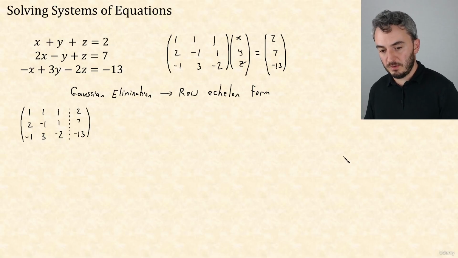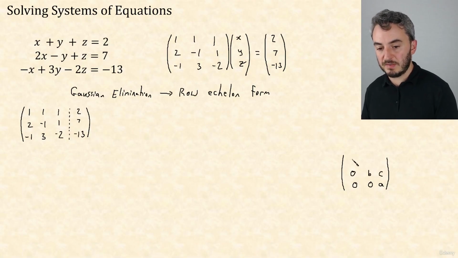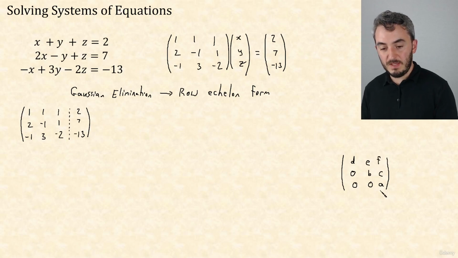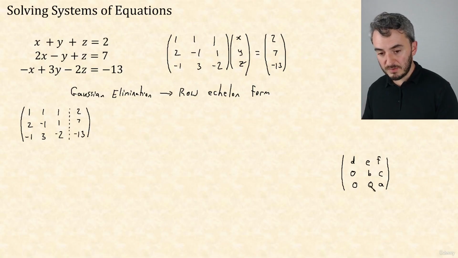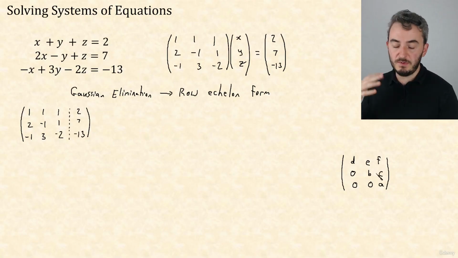Row echelon form is a matrix where the bottom row is zeros here and here, and then something there. The row above must have a 0 here and could have something there, and the top row can have whatever we want, D, E, F. If it was a bigger matrix, it'd be the same thing. It's just you can only have zeros and then one term, and then the row above should be zeros and 2 terms, and then 0 and 3, and so on.